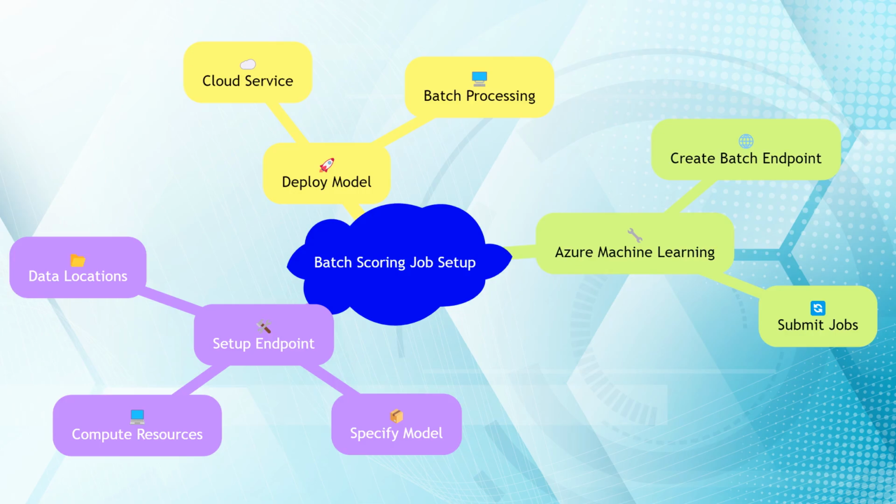To start a batch scoring job, you first need to set up a batch endpoint. This involves deploying your trained model to a cloud service that supports batch processing. In Azure, for example, you can use Azure Machine Learning to create a batch endpoint. This endpoint will serve as the interface through which you can submit batch scoring jobs. Setting up the endpoint typically involves specifying the model, the compute resources, and the input-output data locations.